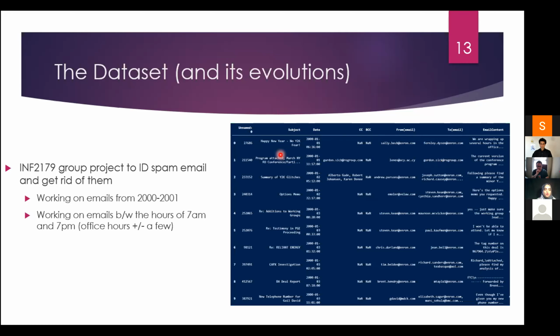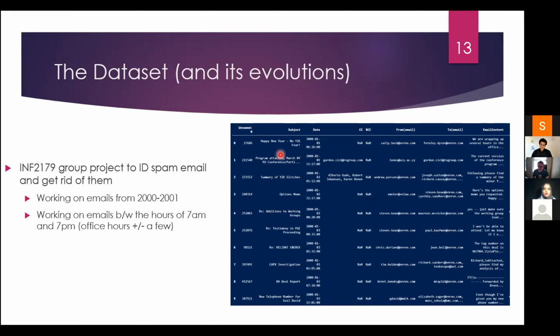In that course, to make the data set more workable, because our laptop fans were going crazy trying to process 500,000 rows of text, we scoped it down to contain emails between the years of 2000 and 2001. We also scoped it to only contain emails between the hours of 7 a.m. and 7 p.m., because some people start work early, some people end work late. We just wanted a good range of emails to consider while also scoping things down.